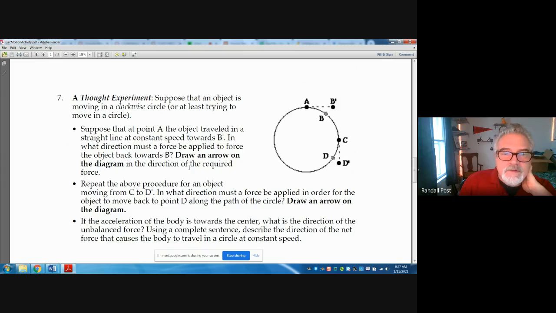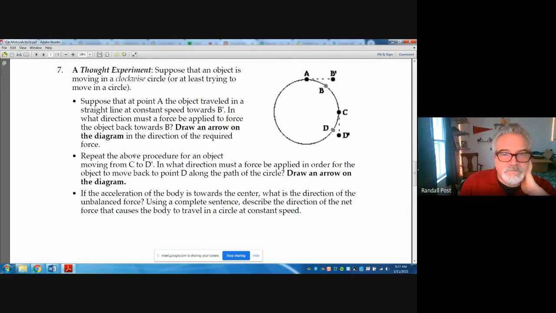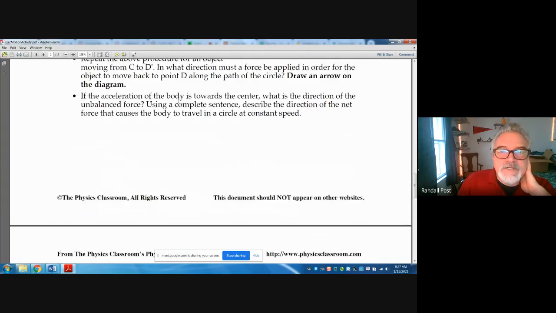And you will recall our discussion about the people in the circle. And then if the acceleration of the body is toward the center, what is the direction of the force? Newton's second law. Unbalanced forces make things accelerate, right? Use a complete sentence here and describe the direction of the net force.